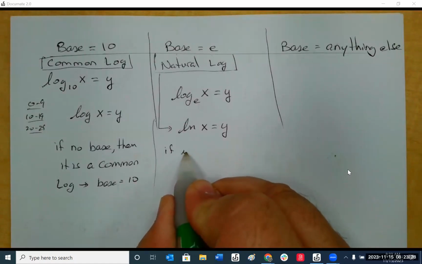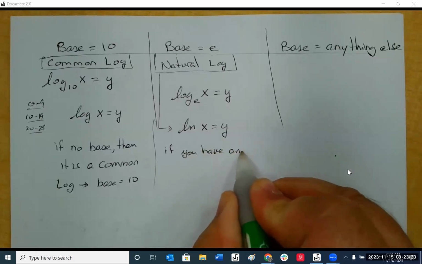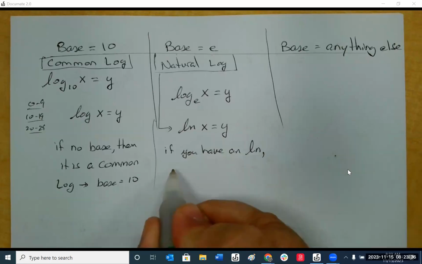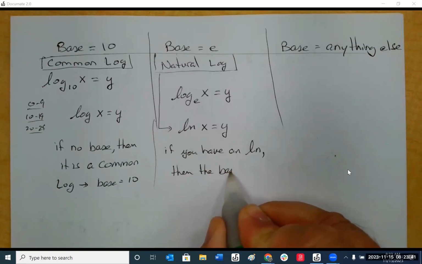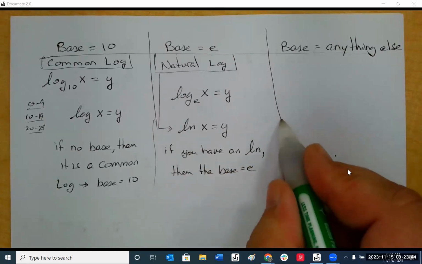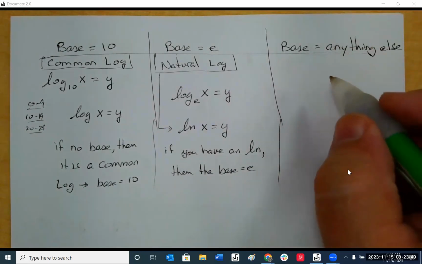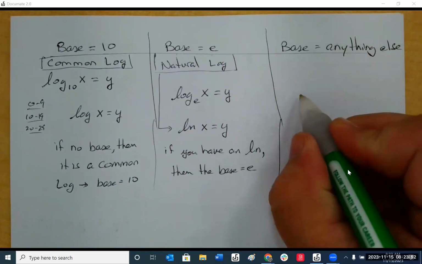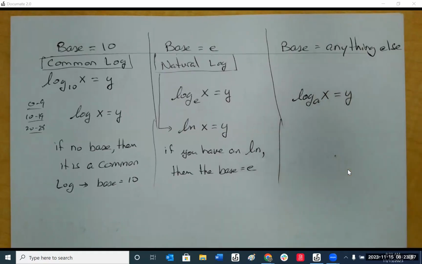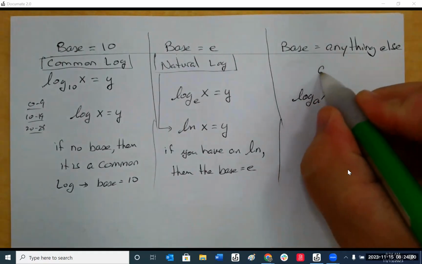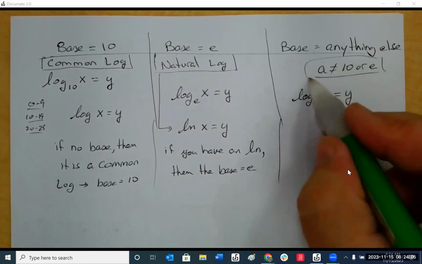So if you have an ln, then the base is e. And the last one, any other base, as long as a does not equal 10 or e, you have to write it down there.